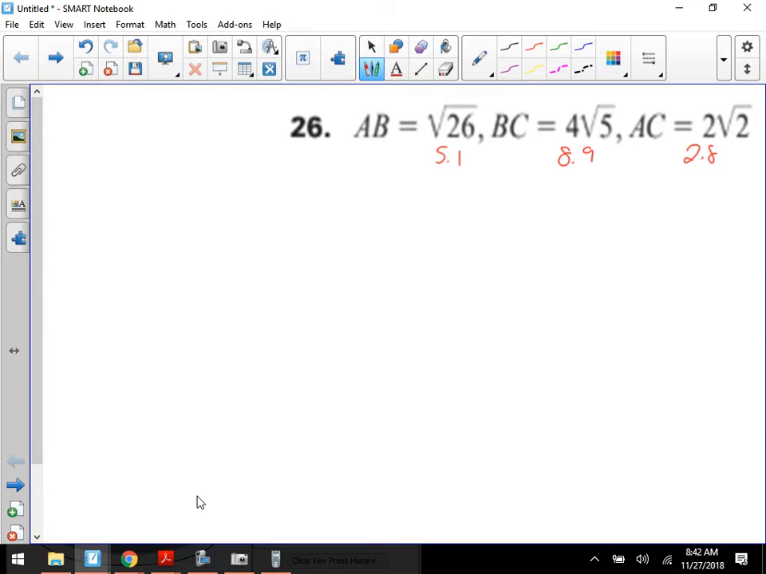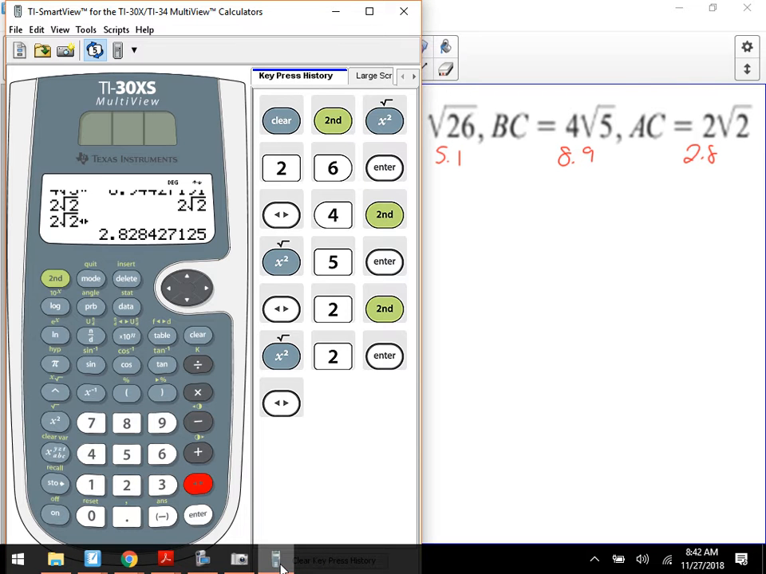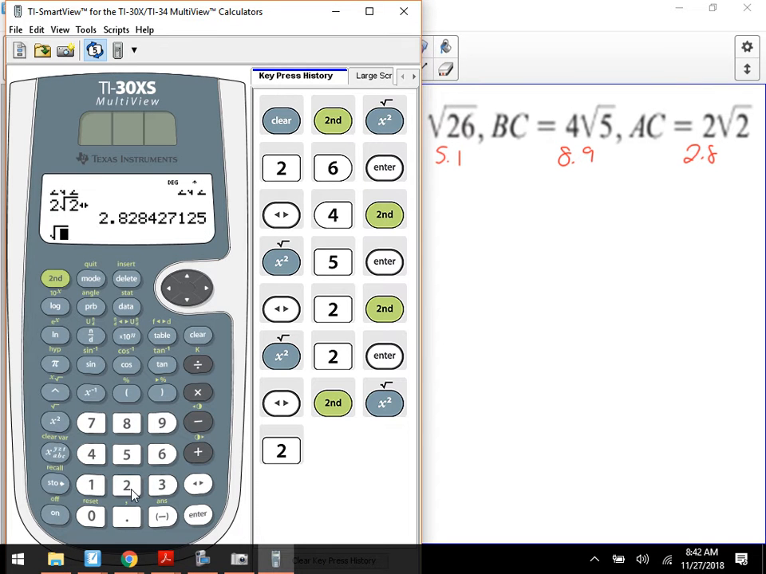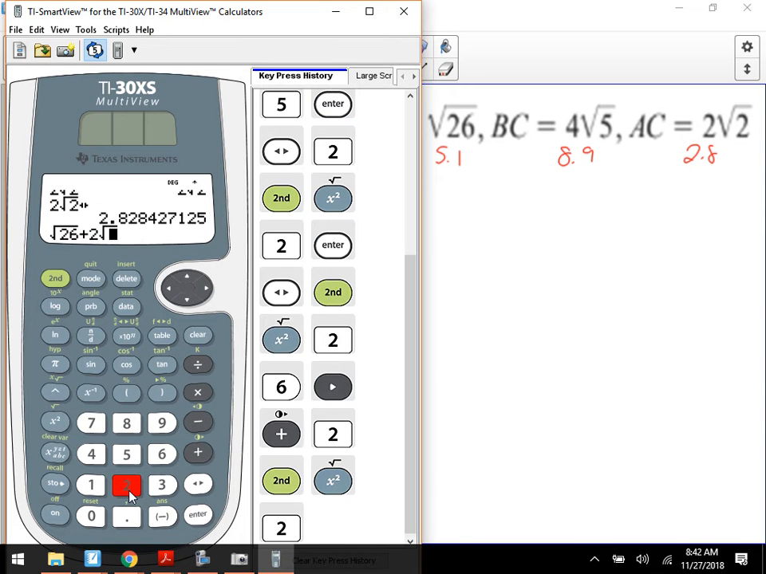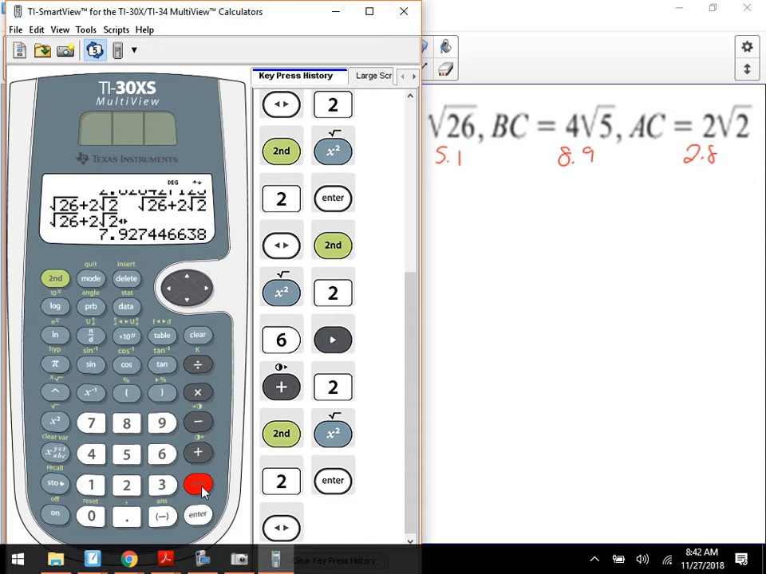5.1 and 2.8. Ooh, I got to add those two together. I don't think that's going to work. So if I do the square root of 26 plus 2 root 2, I need the decimal equivalent on that one. That's smaller than that 4 root 5. That means I can't make that triangle.